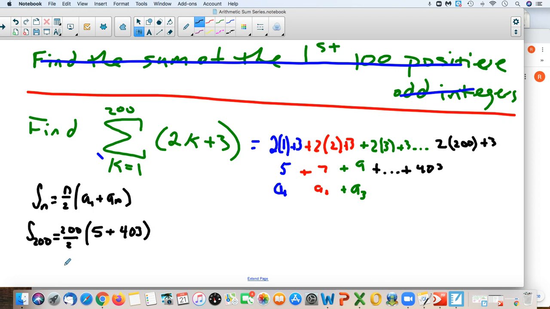And we're going to do the math work. So it's 200 divided by 2. We know it's 100 times 408. And that's going to be 40,800. So the sum of the first 200 terms is going to be 40,800. Okay? And that's how it looks.